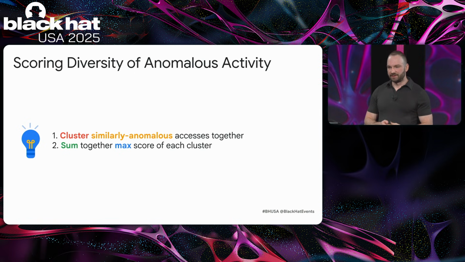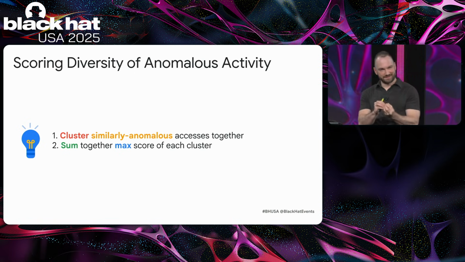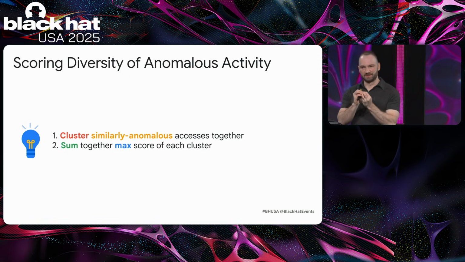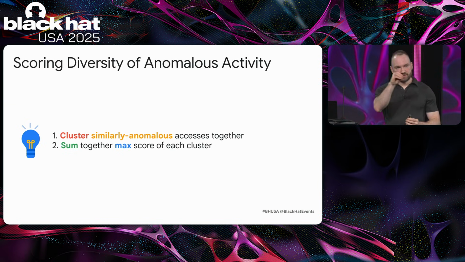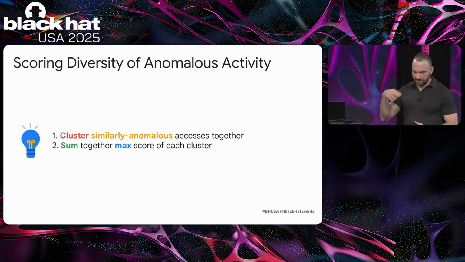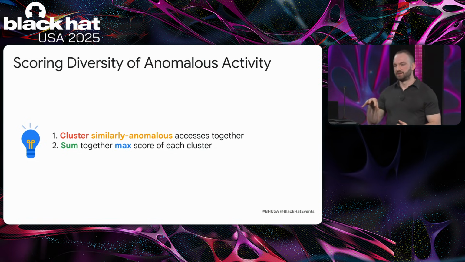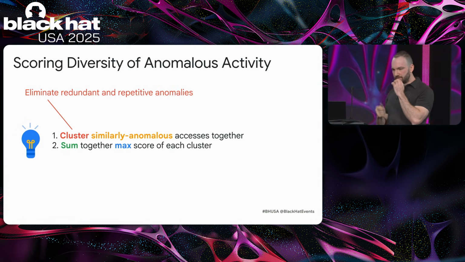It's a two-step process. In the first step, we cluster similarly anomalous accesses together. I'm going to go into a little bit more detail of what that means. And in the second step, we look at each cluster, and we give each cluster one score, which will be basically the maximum score within that access cluster. And then we sum all the maximum scores together. So this is the rationale here.